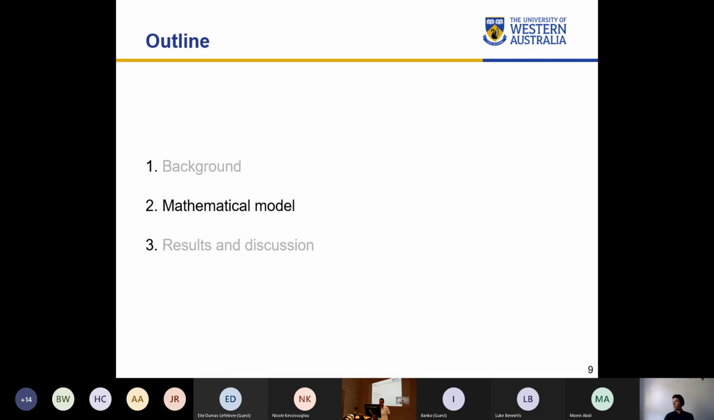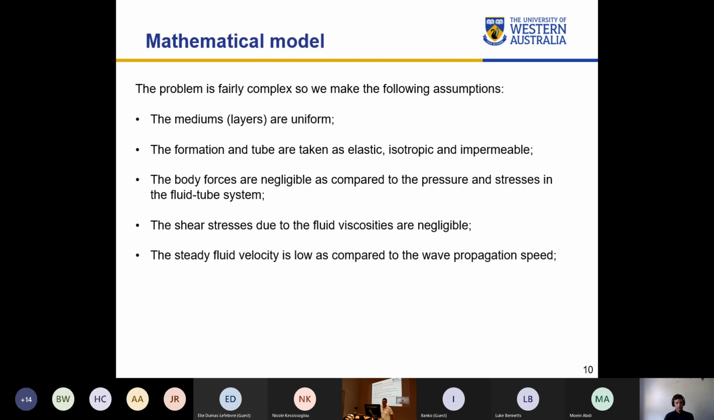Now, in terms of how we formulated this, we made a number of assumptions, as you may imagine, because we wanted to actually solve this analytically. So we assume that the mediums are uniform, which is a fairly good assumption. The formation and the tube are taken as elastic, isotropic, and impermeable. It is true for the tube to be impermeable, but for the formation, this is not always the case. But we accepted that as a strong assumption.